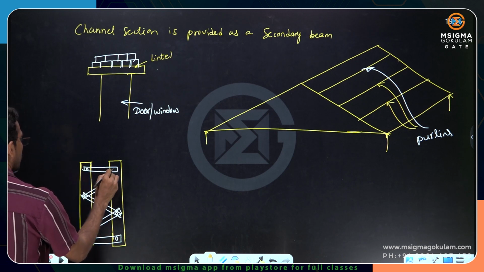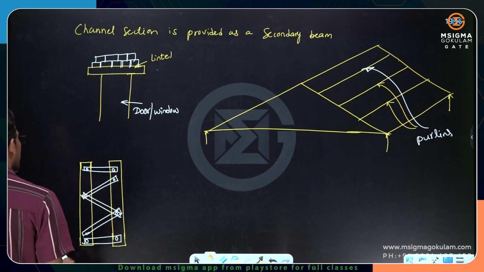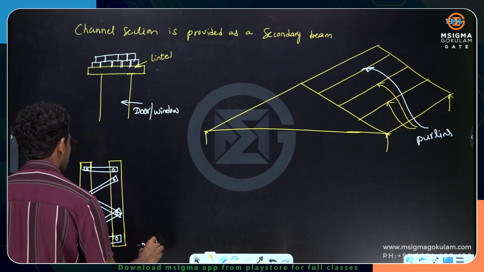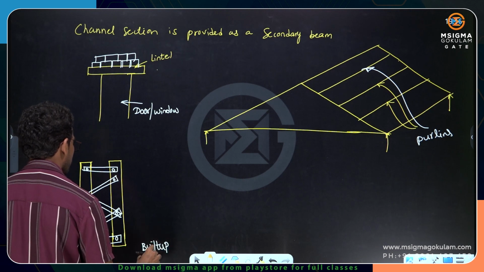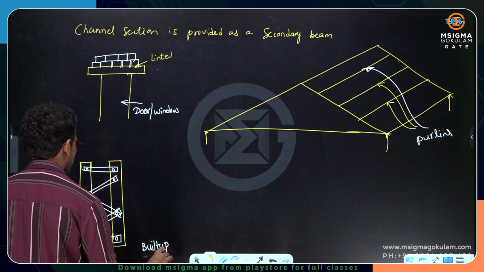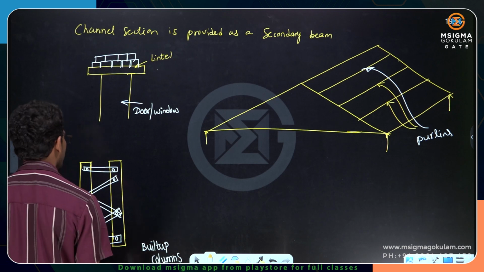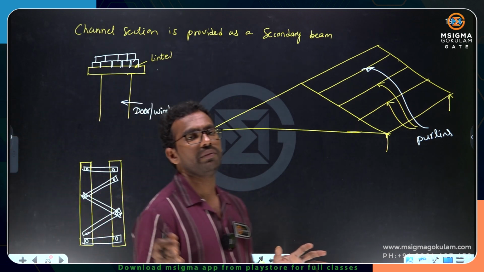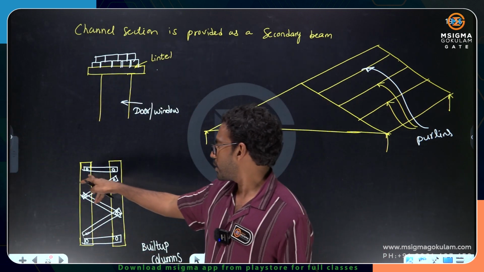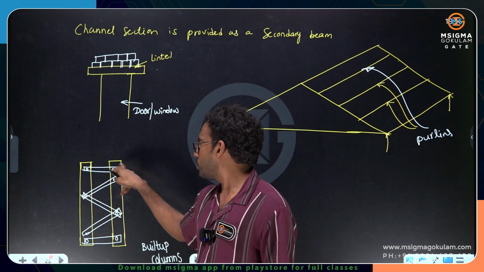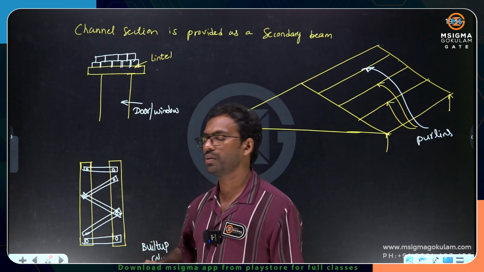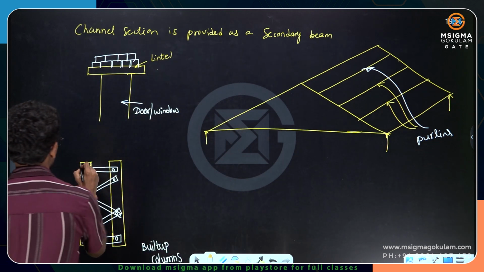Hope it is clear. This kind of columns are called built up columns. So built up columns means when a heavy load comes, to sustain heavy loads, one section may not be sufficient. We connect two sections and make them a single column. Such kind of columns are called built up columns.